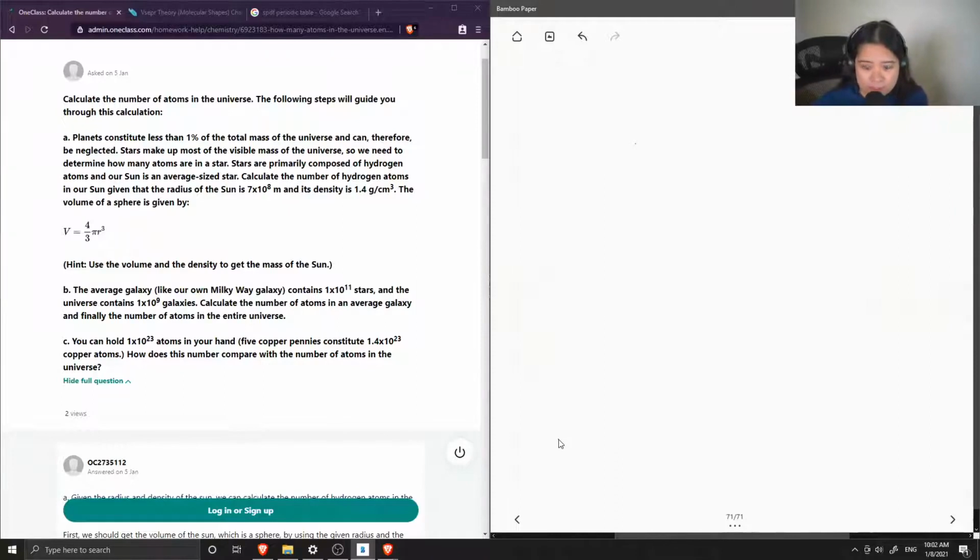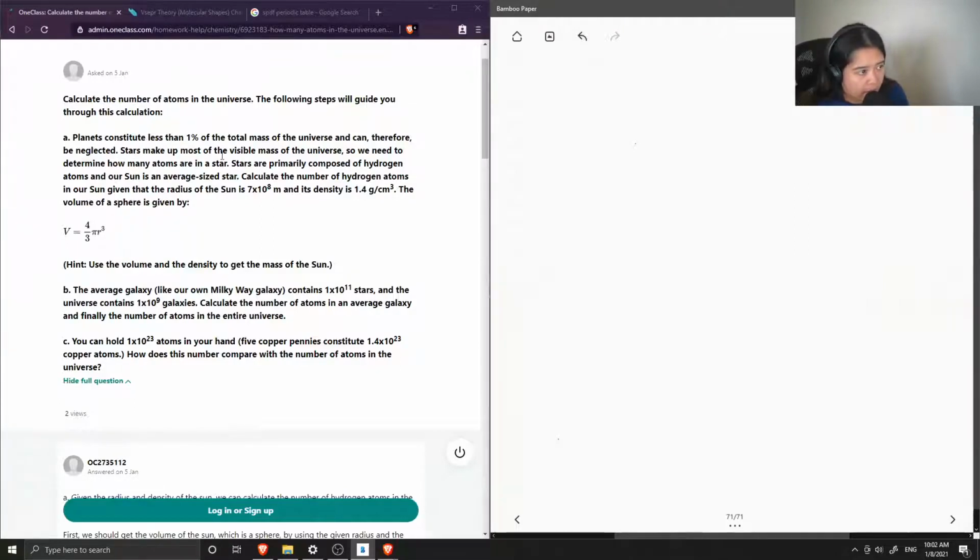Okay, so question 1 is a multi-step question, and it is to calculate the number of atoms in the universe. The following steps will guide you through this calculation. Okay, so let's do this step by step. Part A. Planets constitute less than 1% of the total mass of the universe and can therefore be neglected.